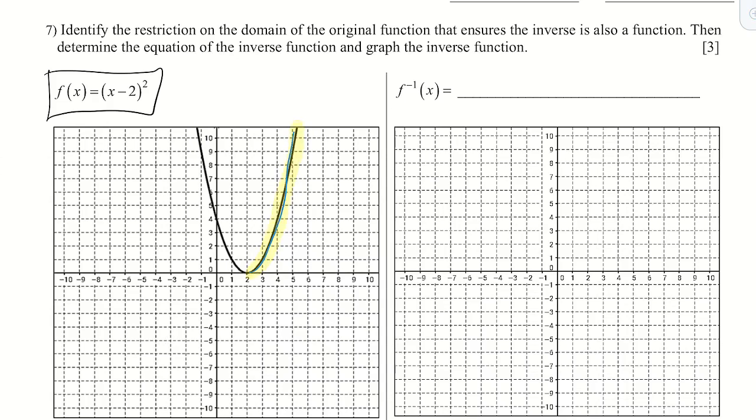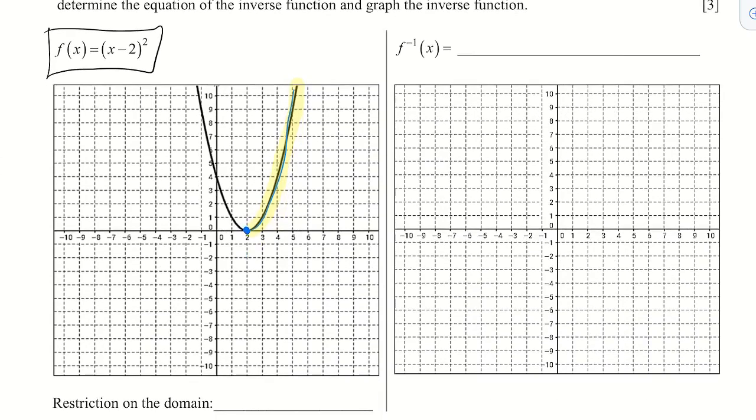So from here to here, and I only focus on that specific section starting at 2, then I can say that that will end up becoming one-to-one. It'll pass the horizontal line test. So what I'm going to do is restrict the domain from 2 to infinity.